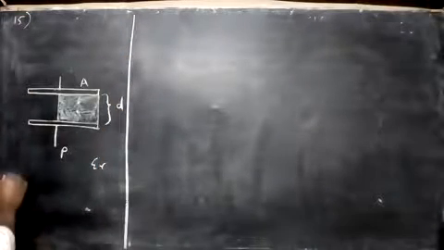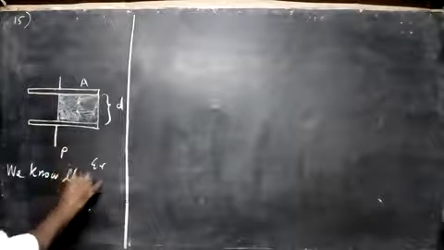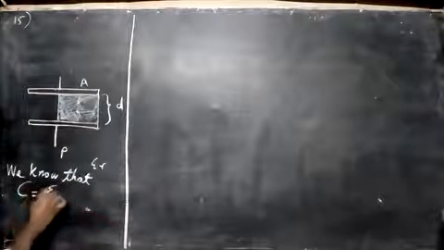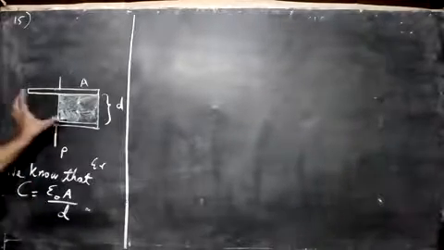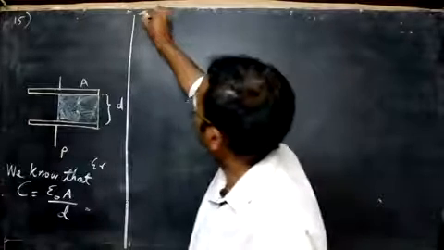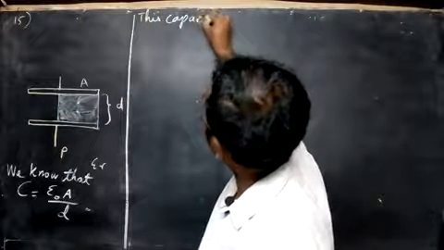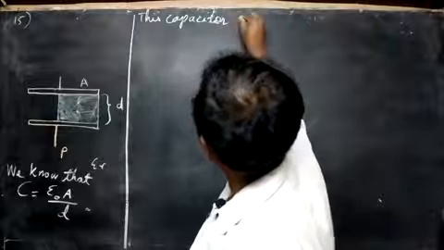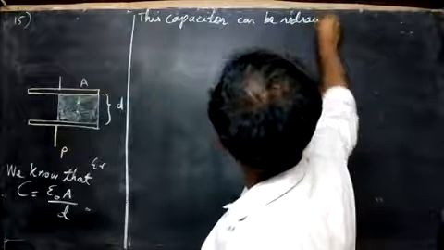We'll see the formula here first. So we know that for a parallel plate capacitor, C is equal to epsilon naught A by D. This is for a parallel plate capacitor. Now you see there are two capacitors, so this capacitor can be redrawn this way. Let's see now.